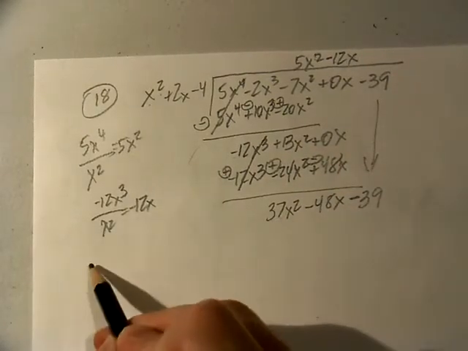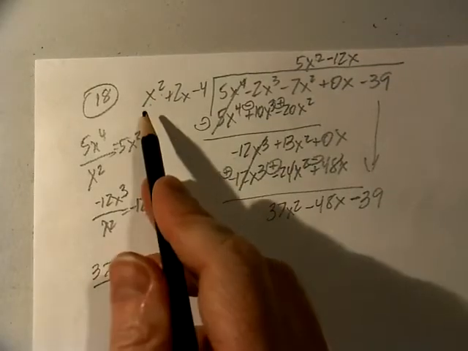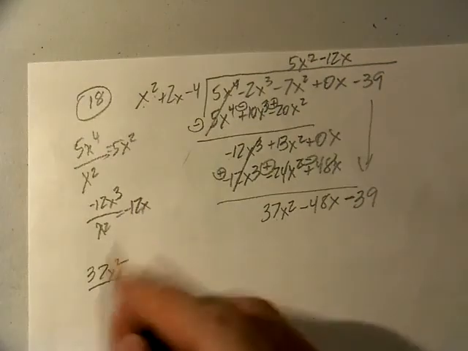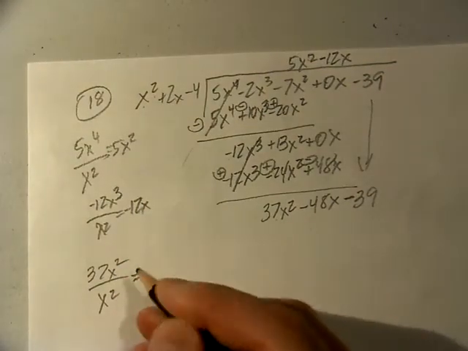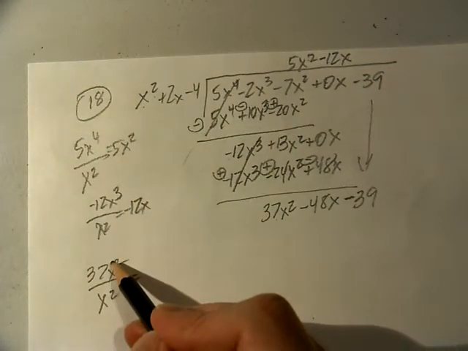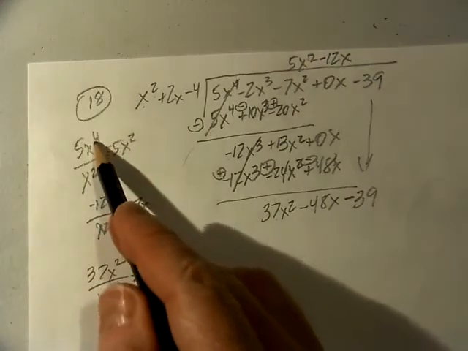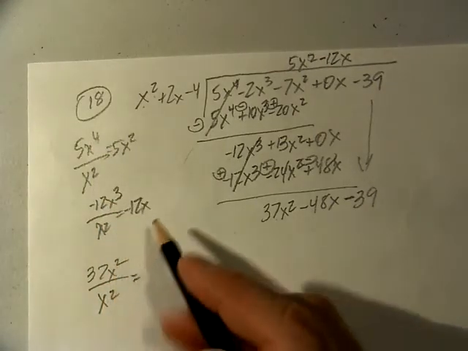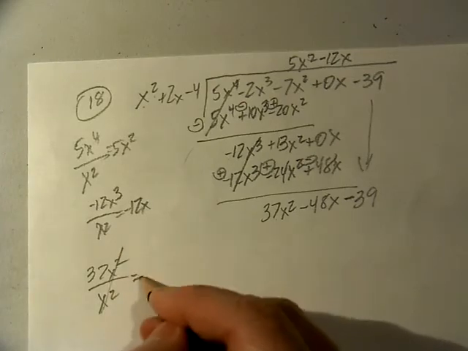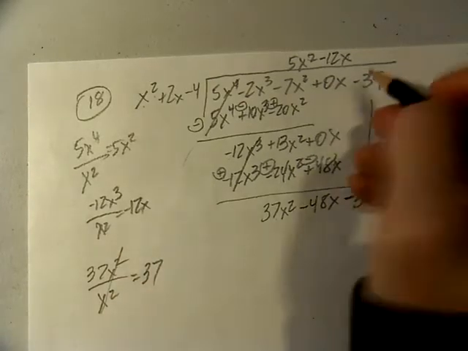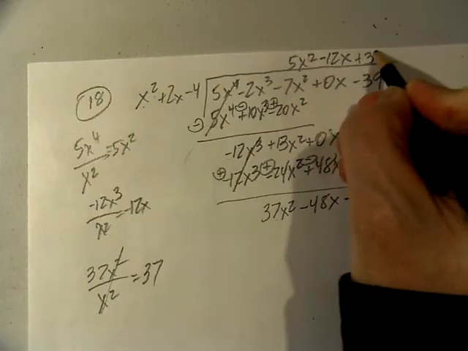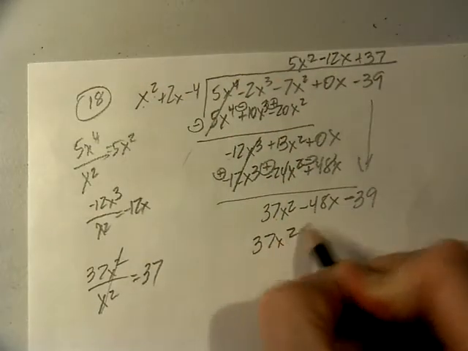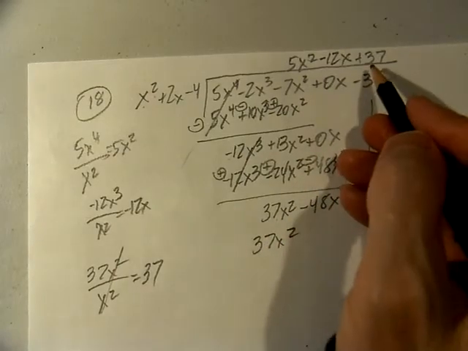And we take our 37x squared, and we divide it by x squared. What I hesitated there is that my exponents always have to be more on top, or at least equal. They wouldn't be smaller. So those cross out, and I'm left with 37. So I'm going to put a 37 here and distribute. Notice how those match. They have to match.